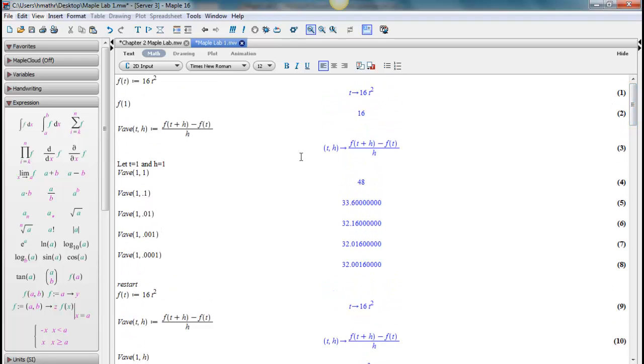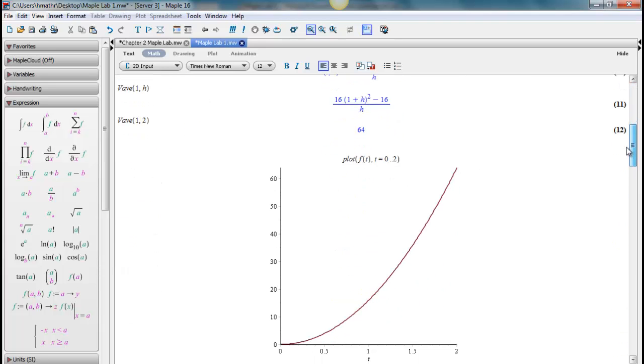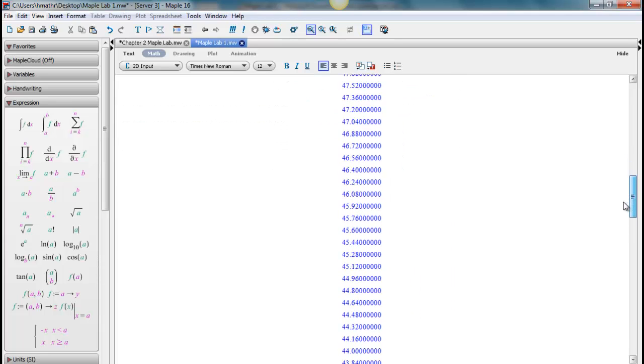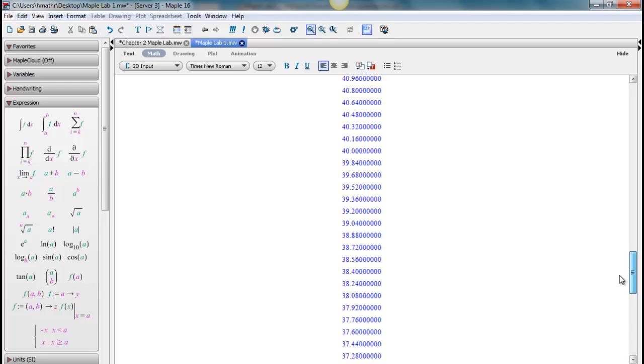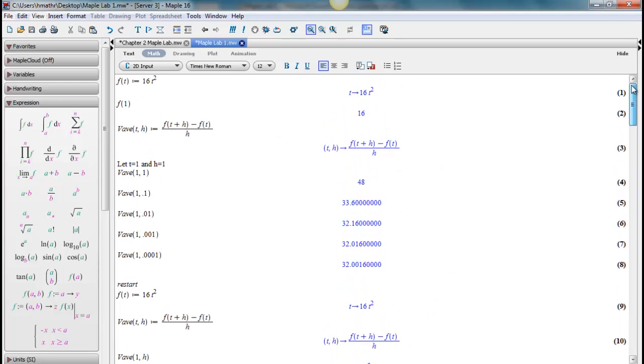Okay, so those are the skills that you will need for the next lab: you'll need to be able to introduce functions, evaluate functions, plot functions, and then eventually also create these output tables that we have here in order to analyze numerically the limit of a function. Okay, so go ahead and learn how to code the things that I discussed in this video yourself by using Maple before next class. Okay.